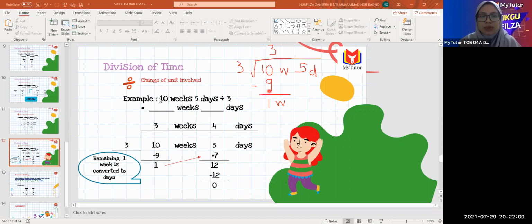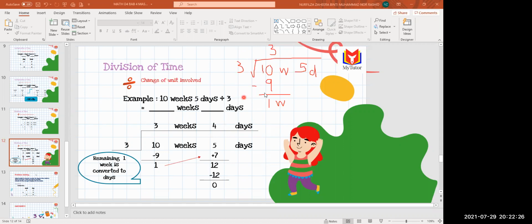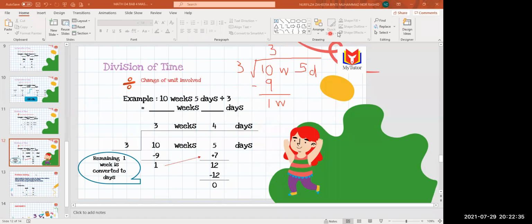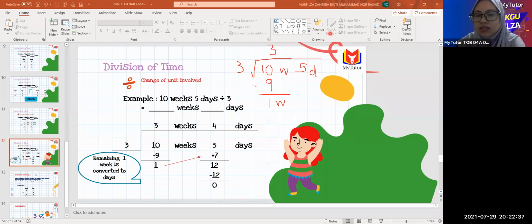Right, the answer is 3 weeks and 4 days. All right. 3 weeks and 4 days. Okay, I see somebody is saying, put 3 weeks. Yes, what is it? 3 weeks and 4 days, I'm correct.